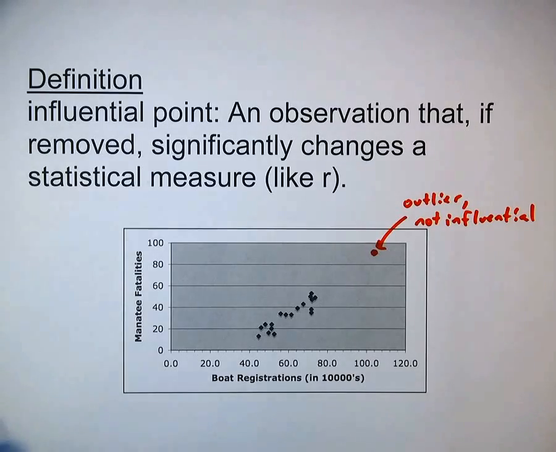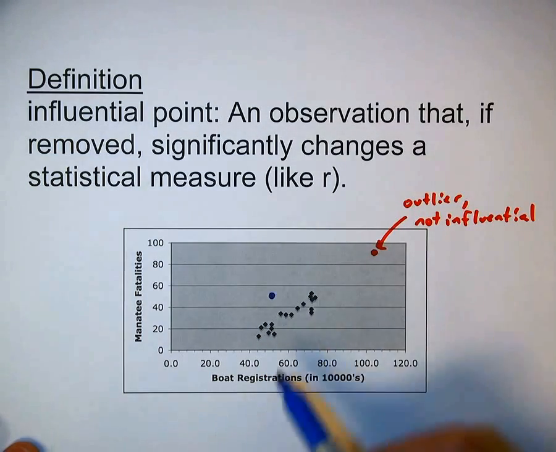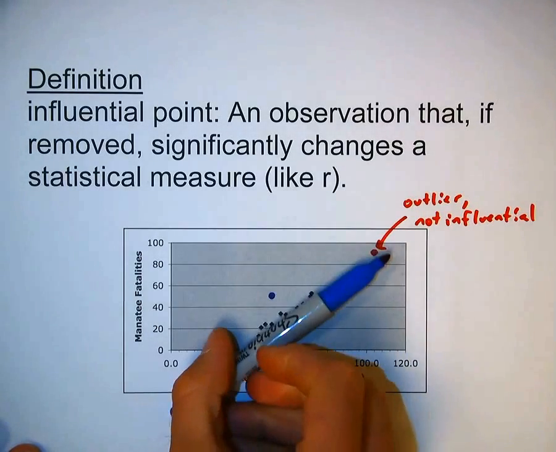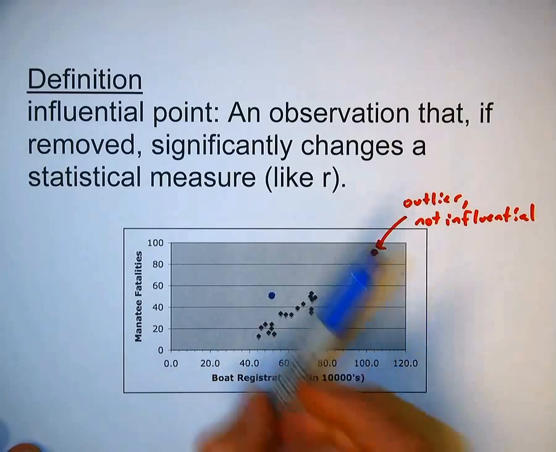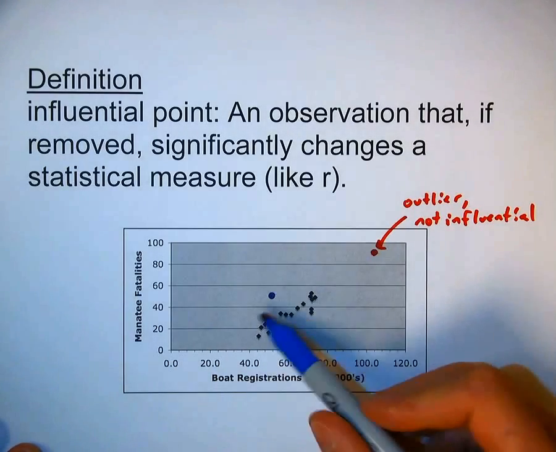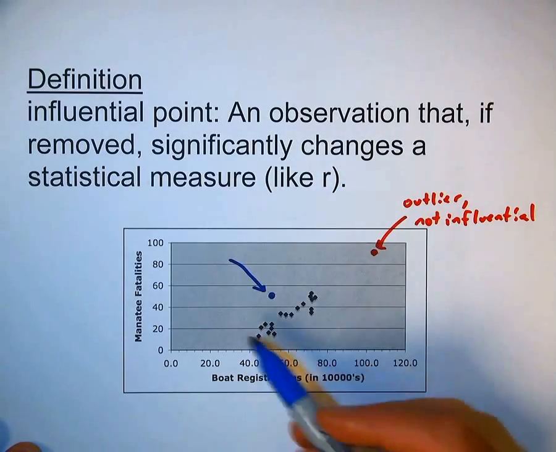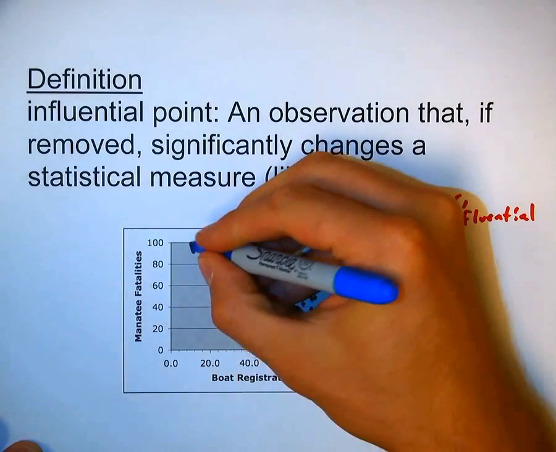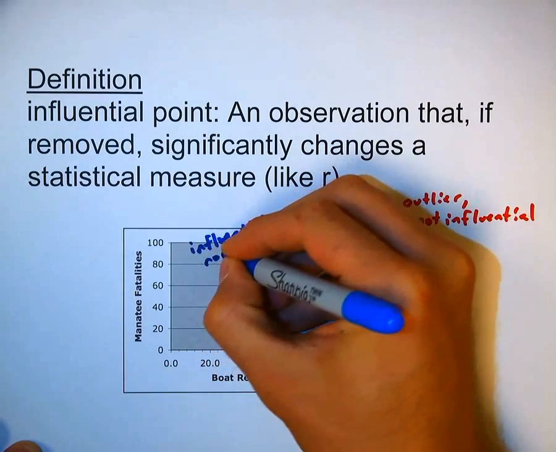Now if we look at another point here, maybe this point here, that point is influential because if we were to fit a line on there, if we were to calculate r, this is going to make this a more positive association with that point included. And this point is actually probably not an outlier. It's not that far away from the rest of the data, but it will affect that value of r. So what we'll say here is that this is influential, but not an outlier.